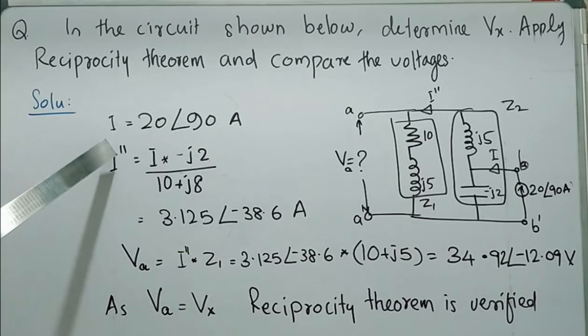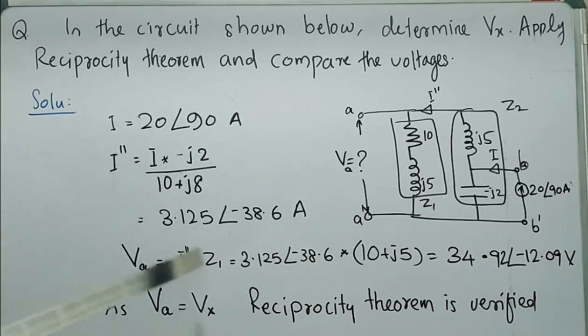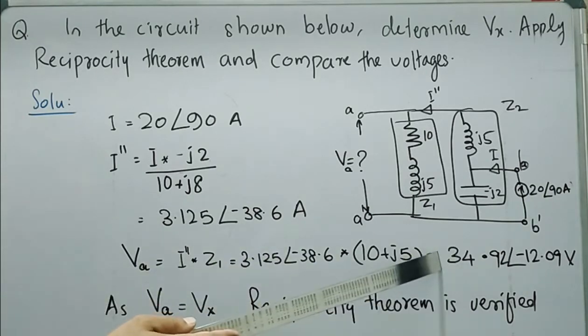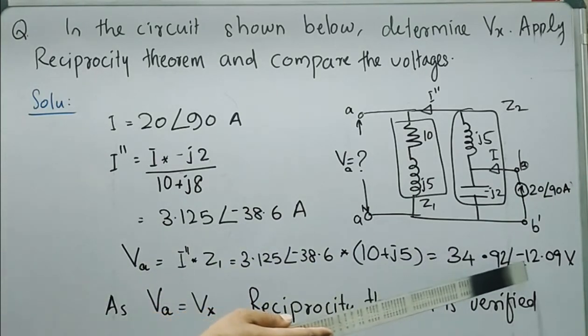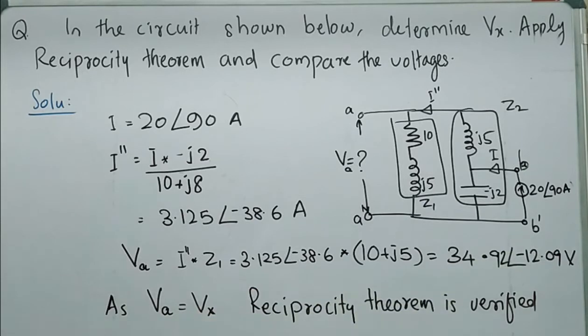Substituting the value of I double dash and Z1 in this equation, we can obtain VA as 34.92 angle minus 12.09 volt. As VA is equal to Vx, the circuit satisfies reciprocity theorem. That is, reciprocity theorem is verified in the circuit.